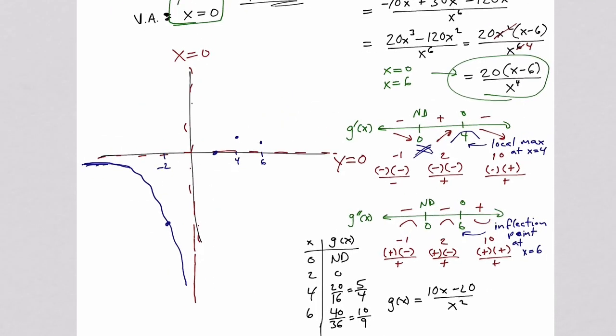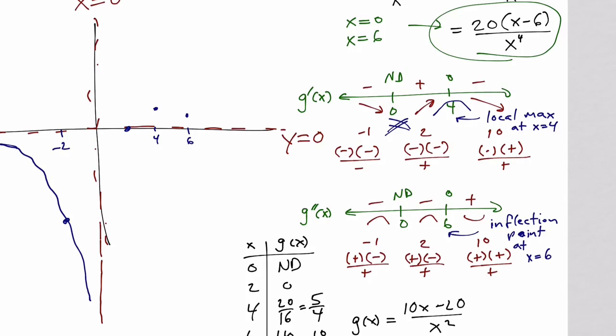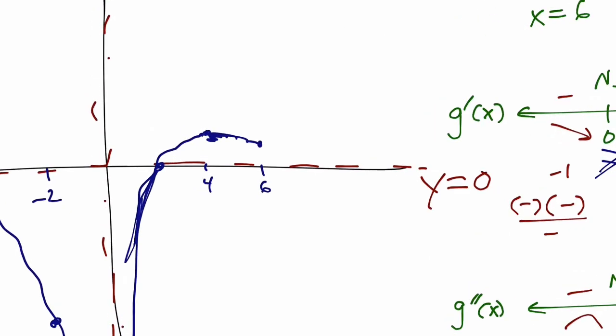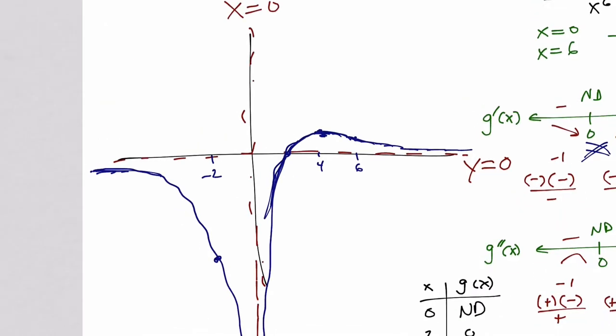And then on the other side, between 0 and 4, the function is increasing and still concave down. So it passes through 2, 0, and then reaches a peak at 4. It only drops down slightly as a concave down function. And then it becomes concave up as it works to flatten out and follow the horizontal asymptote.